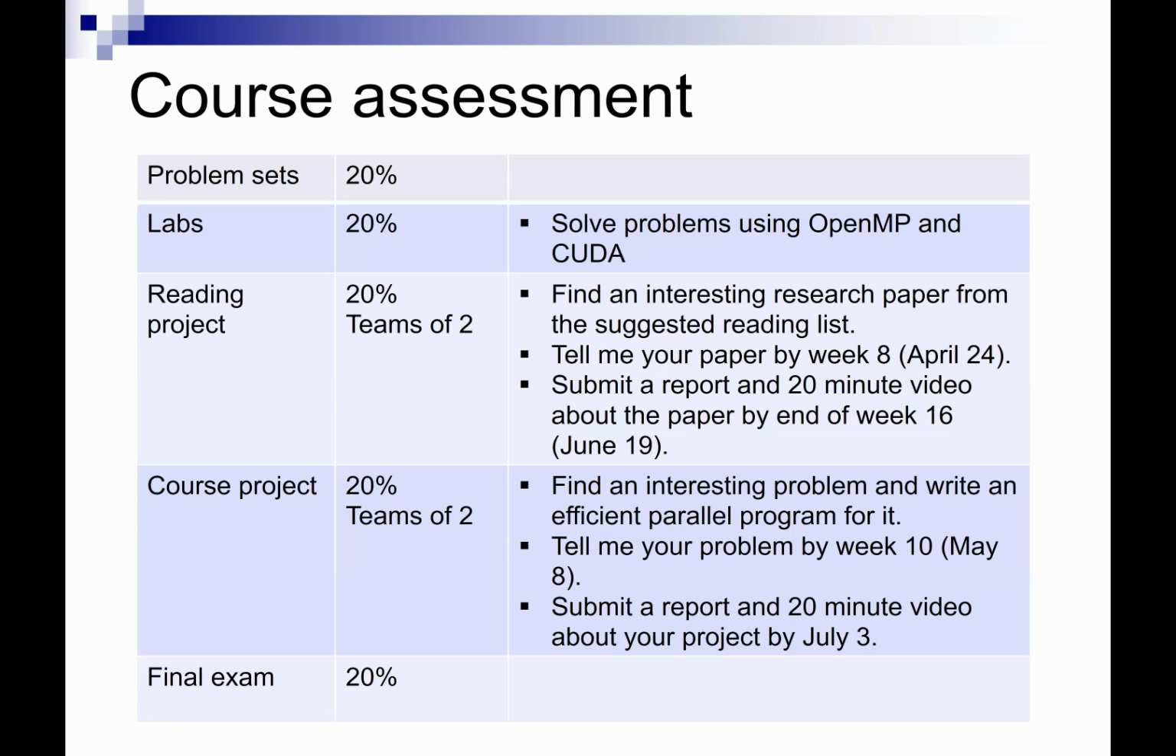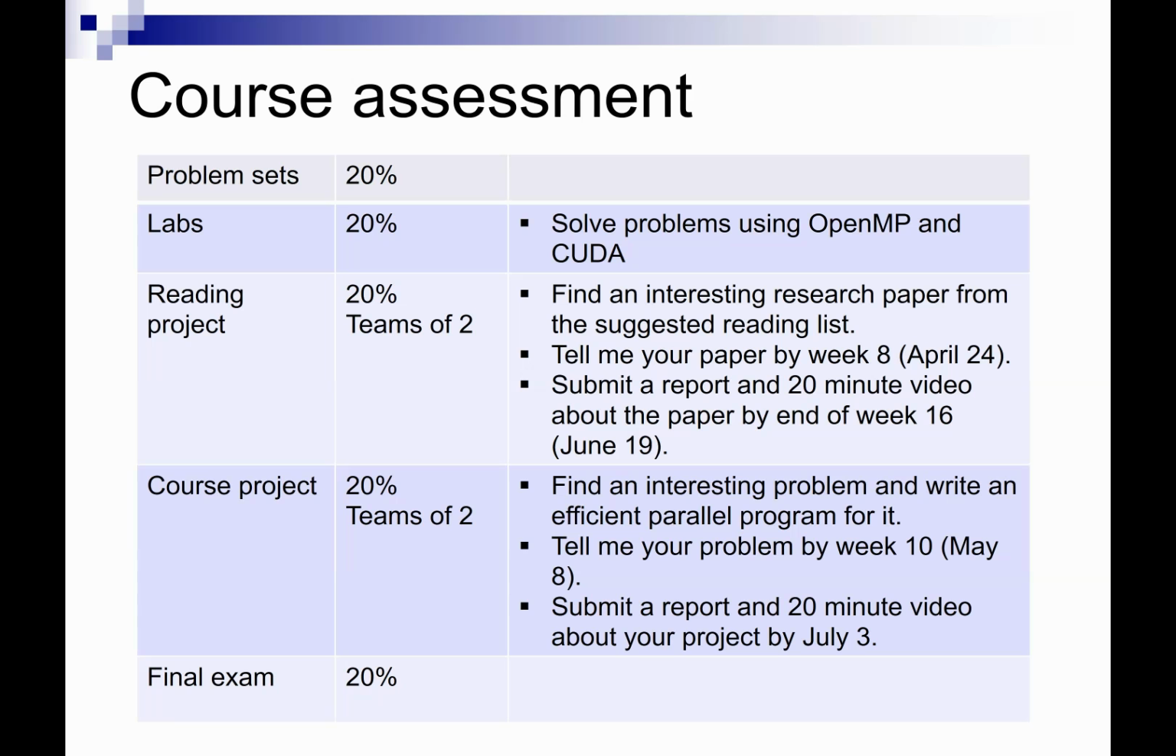In addition to that, we'll have labs for the class. The labs are designed so that you can get practice using the various programming languages that we'll be talking about in this class, and in particular, OpenMP and the CUDA language.